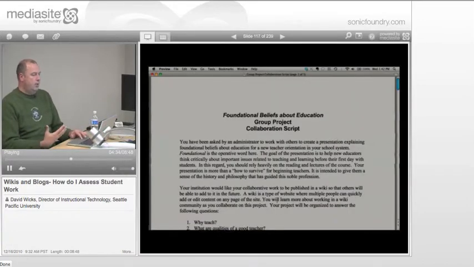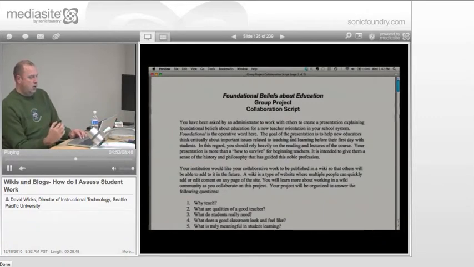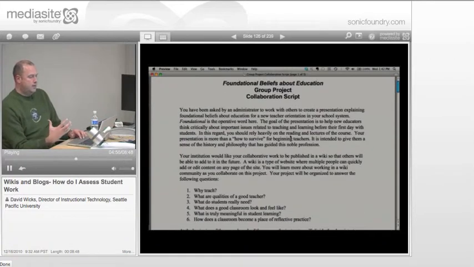The third example is for a blogging or wiki project. What I've come up with for that, and have had multiple people implement, is a collaborative script. This is really walking them through a project where they work together. So I can give you this as an example.